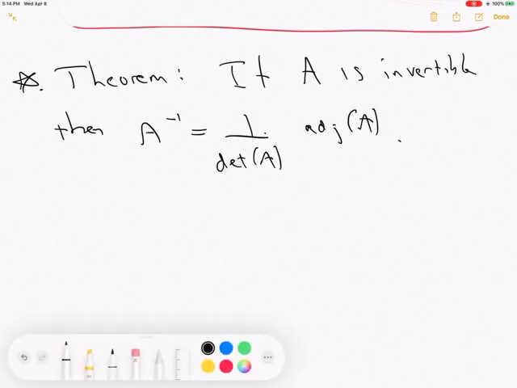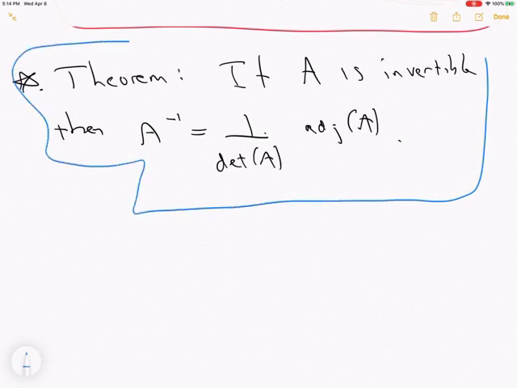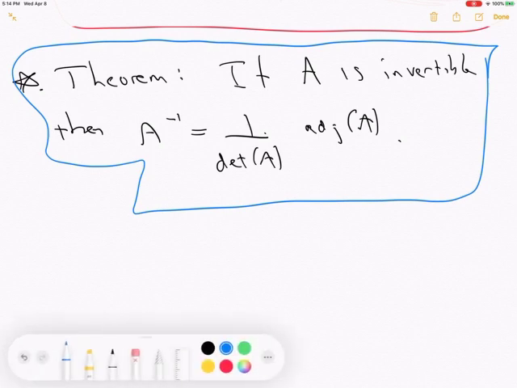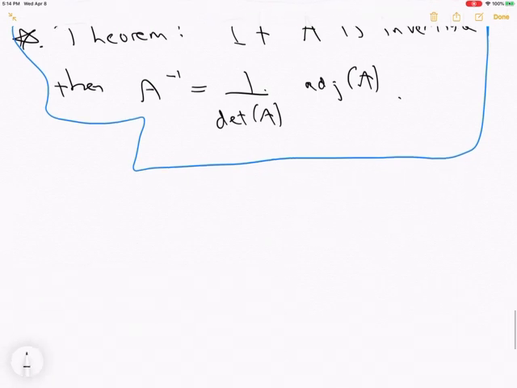So this gives us a new method for calculating the inverse of a matrix. This is a very, very important result. So if A is invertible, then we can calculate its inverse using this method of using the adjoint. So why is this useful? You may say, how is this useful?